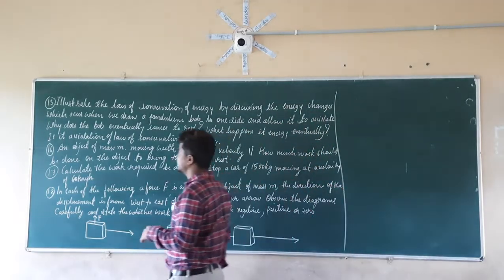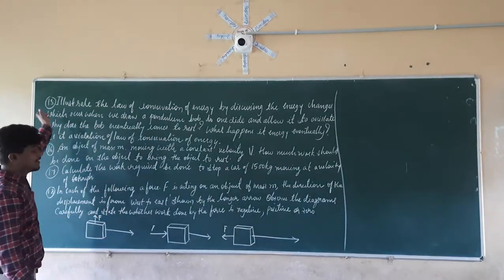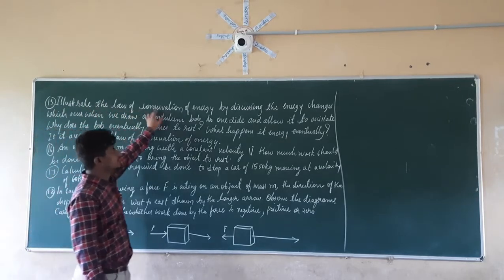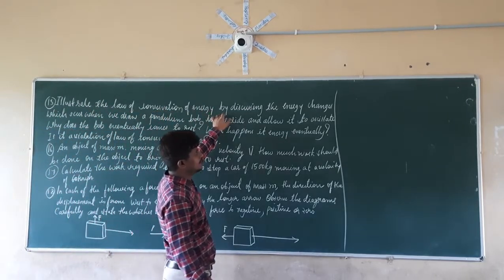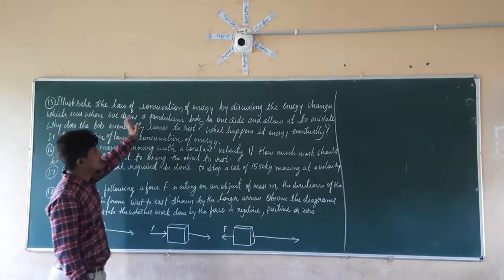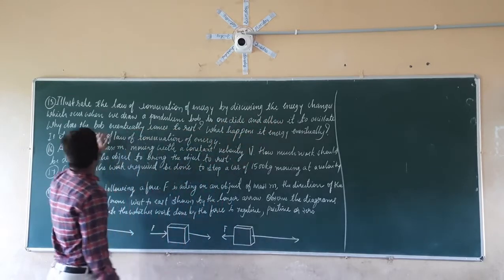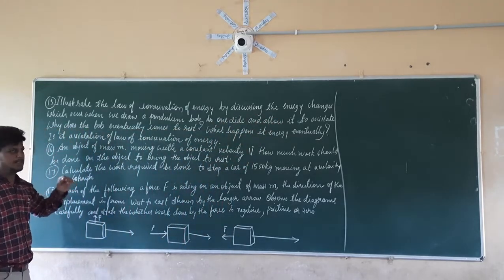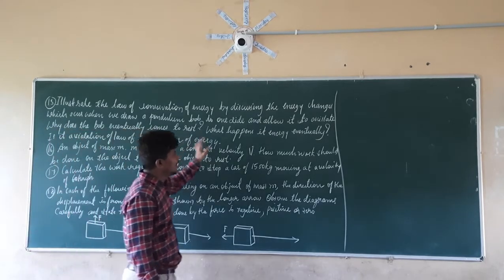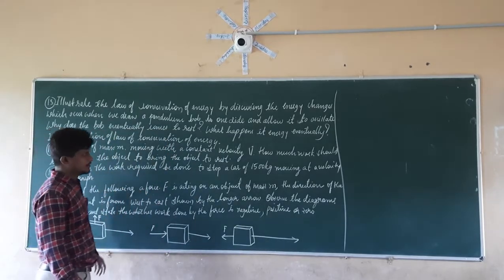Now let us consider question number 15. What does that question state? Illustrate the law of conservation of energy by discussing the energy changes which occur when we draw a pendulum bob to one side and allow it to oscillate. Why does the bob eventually come to rest? What happens to its energy eventually? Is it a violation of the law of conservation of energy?